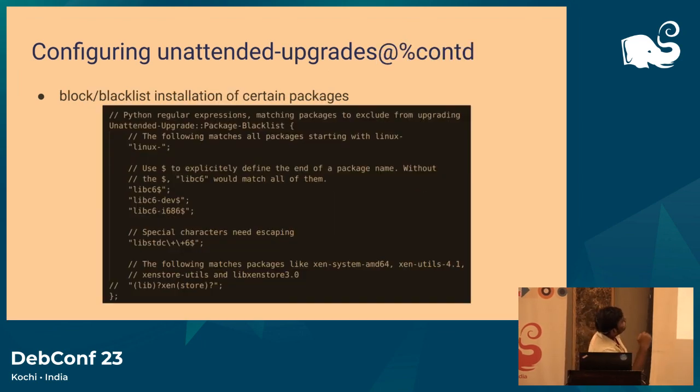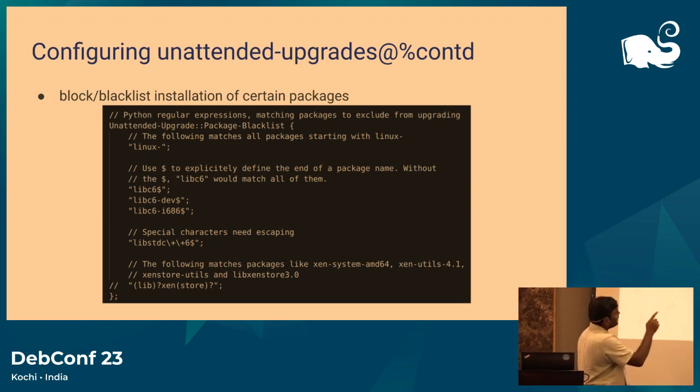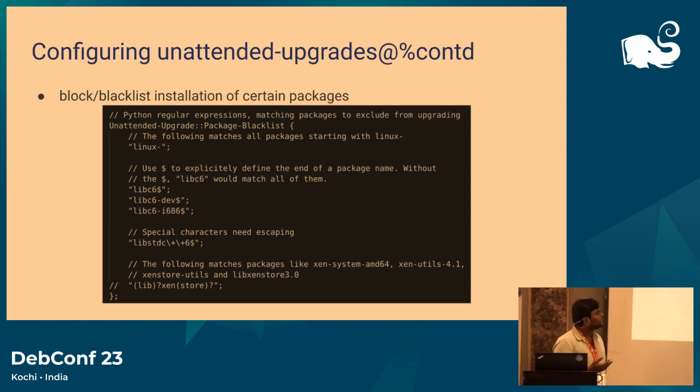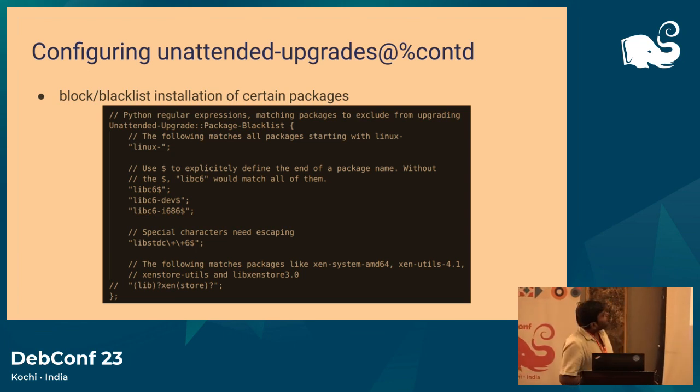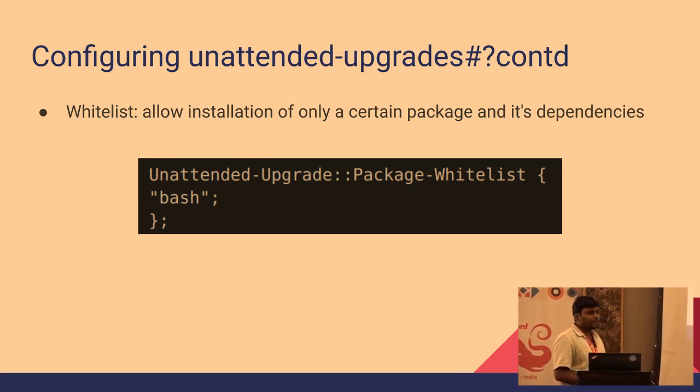And this is how you can blacklist a package. For example, you can see the package linux. Whatever packages start with the name linux- will get blacklisted. If you want control over libc6 or libstdc++ packages, you can use more powerful regex, just shown here as an example. The whitelisting is also similar, but it honors the blacklist as I mentioned. So if you have a package bash and it has certain dependencies, it will not get updated if it's in the blacklist.